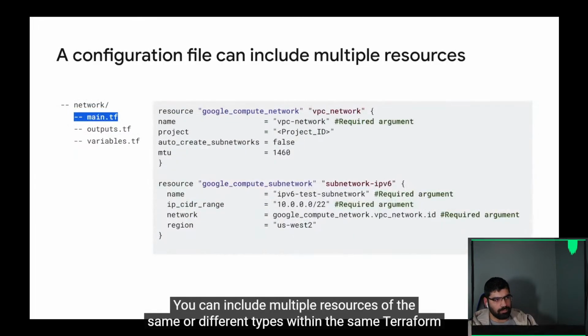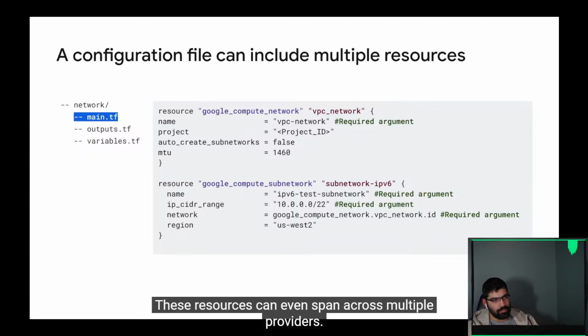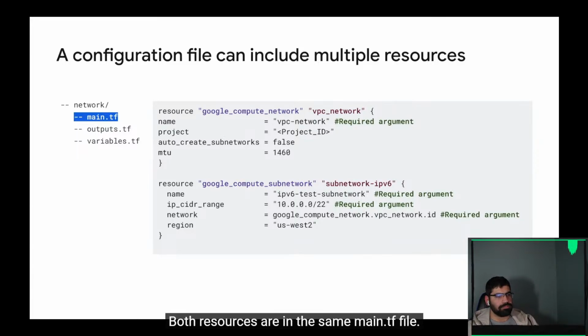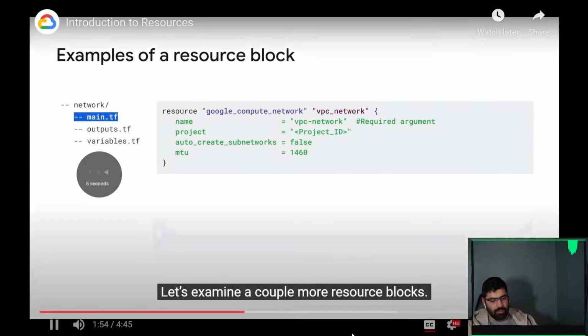You can include multiple resources of the same or different types within the same Terraform configuration file. These resources can even span across multiple providers. Here, the first resource block declares the VPC network, and another declares the subnet. Both resources are in the same main.tf file. Let's examine a couple more resource blocks. A resource is a subnet.